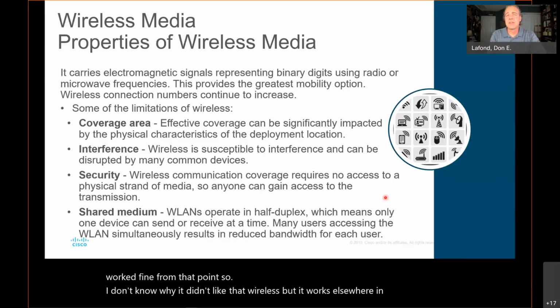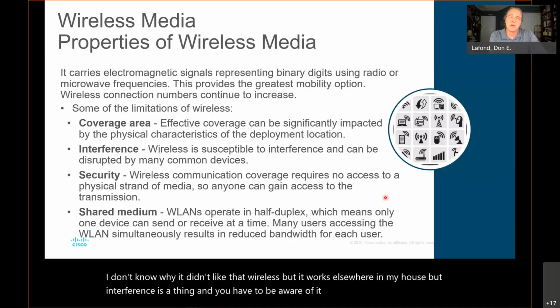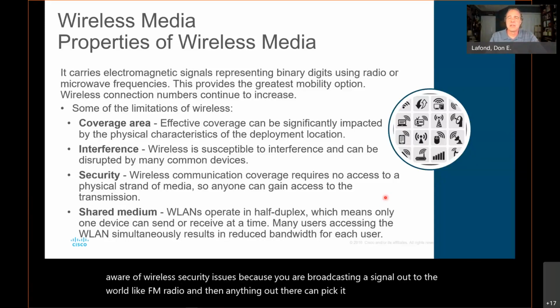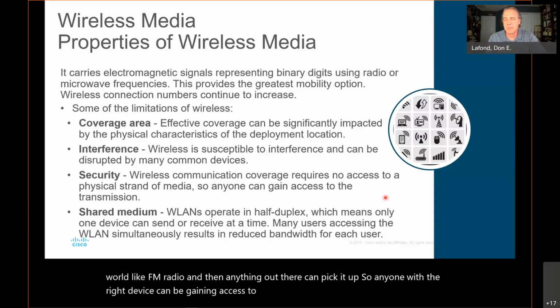But interference is a thing and you have to be aware of it. You also have to be aware of wireless security issues because you are broadcasting a signal out to the world like FM radio, and then anything out there can pick it up. So anyone with the right device can be gaining access to the transmission and perhaps hacking into your system.